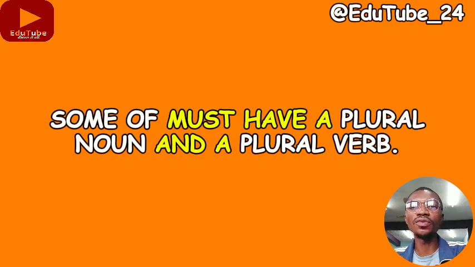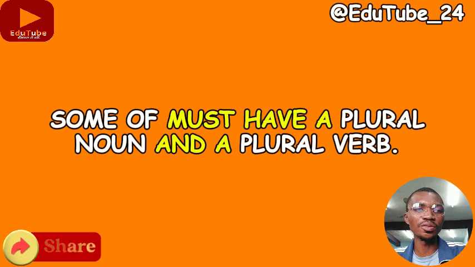Okay, so that means whenever we make use of "some of," a plural noun must follow and a plural verb must follow. Unlike commandment 17, where we only have a plural noun and a singular verb, and unlike commandment number 16, wherein we have a singular noun and a singular verb. So in this case of commandment number 18, "some of" must have a plural noun and a plural verb. So let's see the examples that we have.